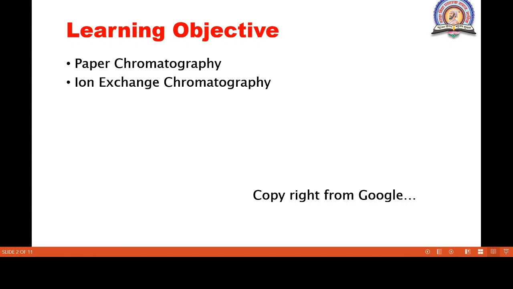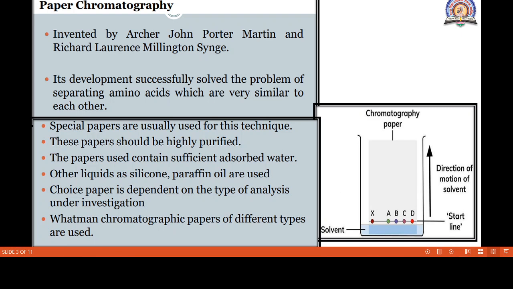So these are the learning objectives of today's topic. After completion of this lecture, student must know what is paper chromatography, how it is developed, and ion exchange chromatography. So these two chromatographic techniques we must know after completion of this lecture. Okay student, let us start with the first, that is paper chromatography.